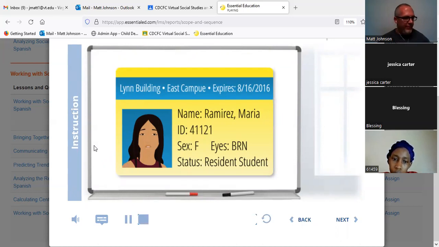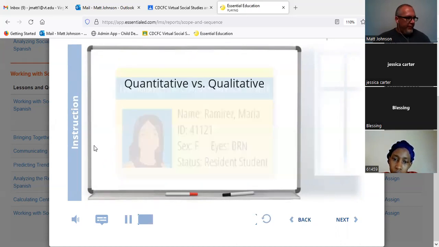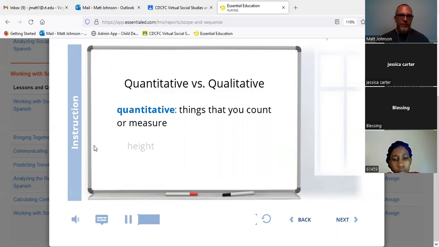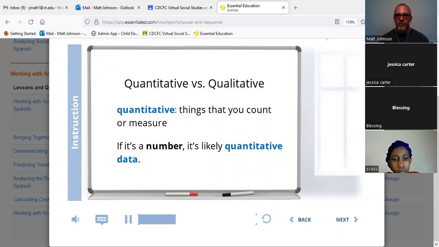Anyway, this identification has examples of both kinds of data that I want to talk about: quantitative and qualitative. Quantitative data includes things that you count or measure. So height, weight, temperature, and time are all good examples of quantitative data. Quantitative data quantifies something. If it's a number, it's likely quantitative data. This is usually the kind of data you see in charts, graphs, and spreadsheets.